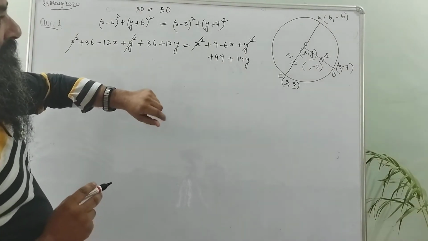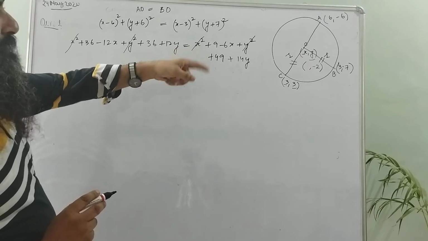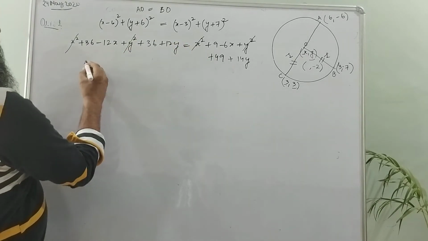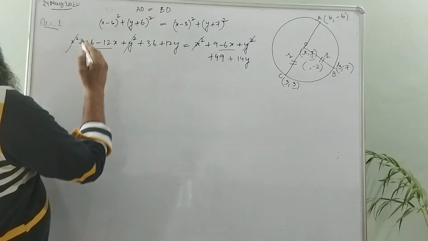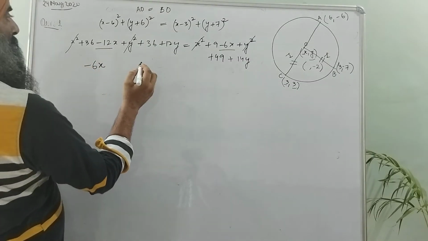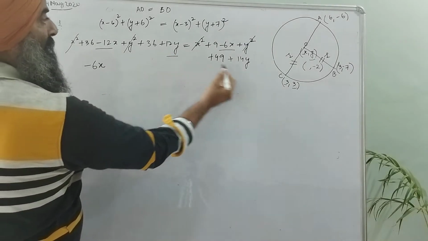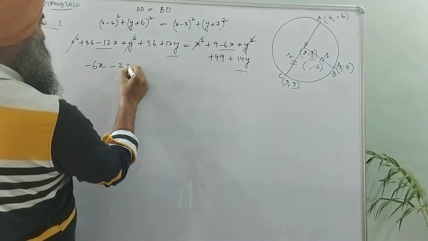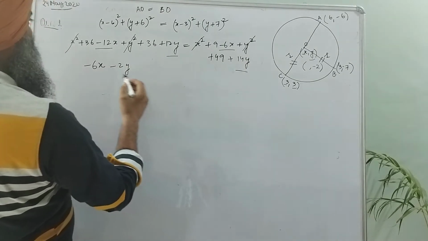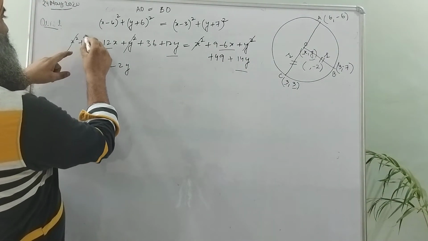We can put the value for y and we will get the value for x. So this is minus 12x and minus 6x. It will go to this side, minus 6x. Right students? Minus 6x, this is 12y, this is 14y. So it gets minus 2y. Then we have 36.